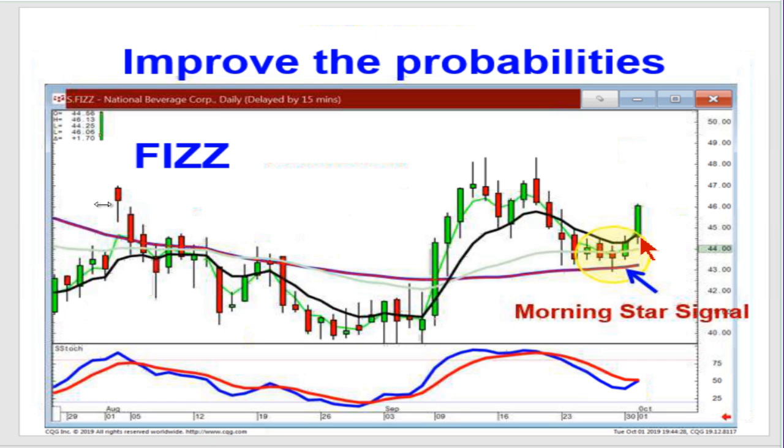We're buying right here. Why? Because it's confirming our morning star signal that's already bounced off the 50, and it's telling us, with this positive trading after the morning star signal, that the T-line's not going to be acting as a resistance anymore.